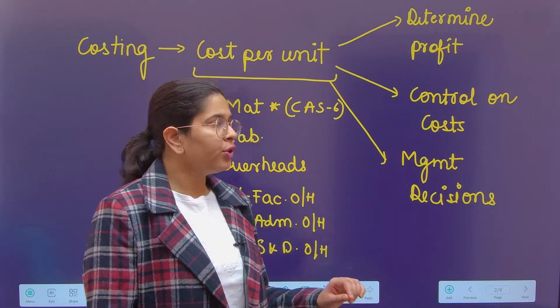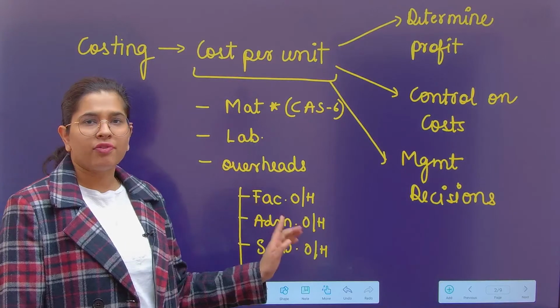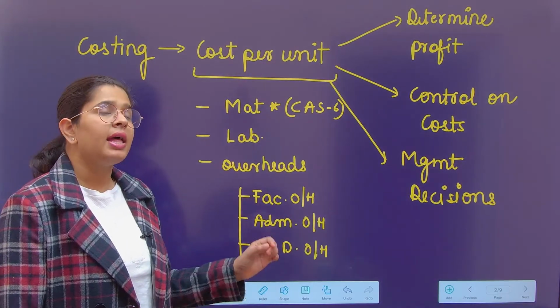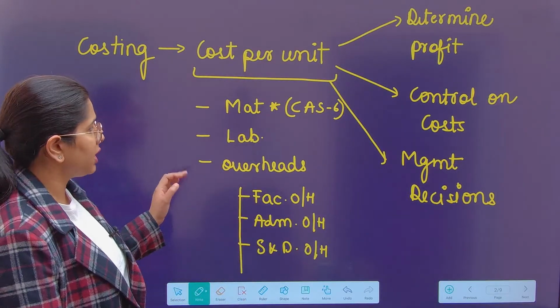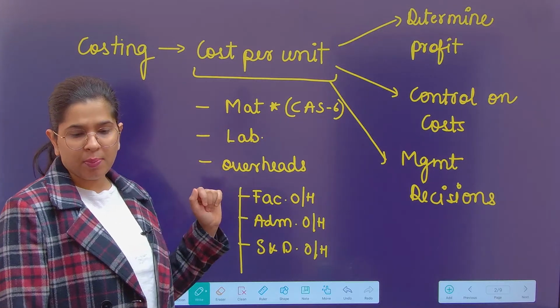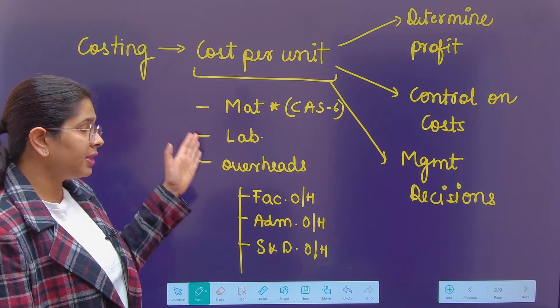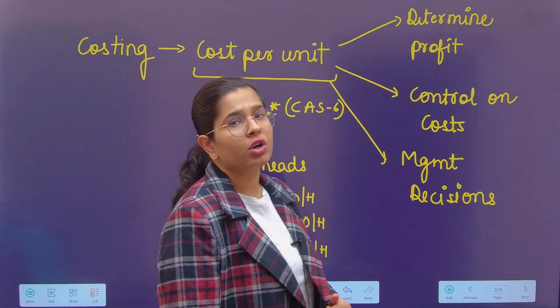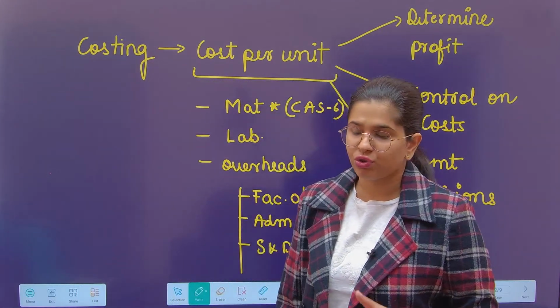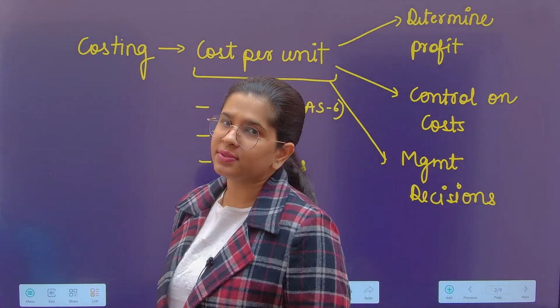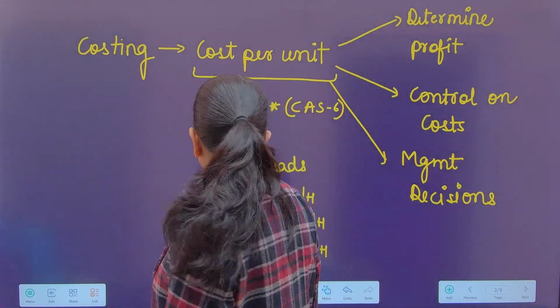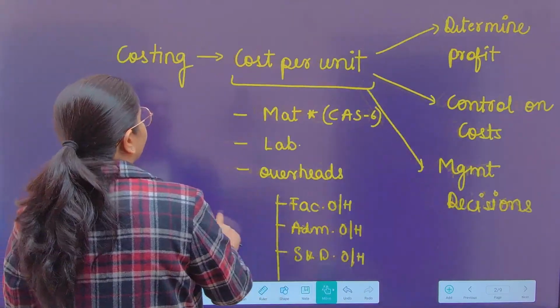Correct? So we are going to talk about all these heads of expenses one by one: what are the rules of costing regarding these particular expenses, what cost should we include, what cost should we exclude, all of these things we are going to discuss. So let's start the lecture.